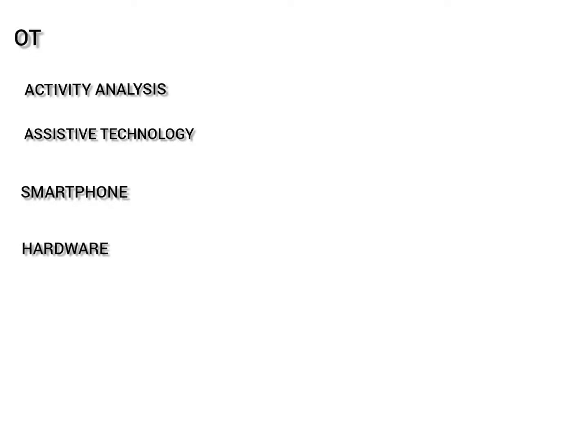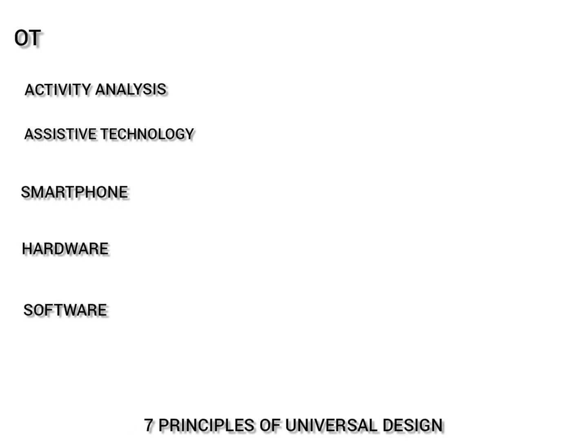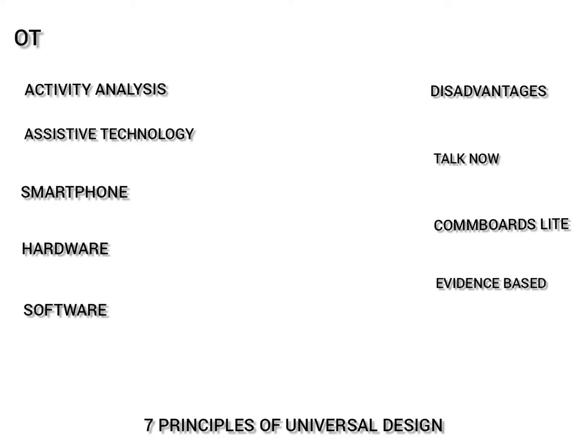I will address the hardware, the software of the device, and I will apply the 7 principles of universal design. I will talk a little bit about the disadvantages of smartphones, and then I will introduce 2 interesting apps for individuals with neuromotor impairment and absent speech, and an article supporting the benefits of the use of the apps for individuals with speech impairments.